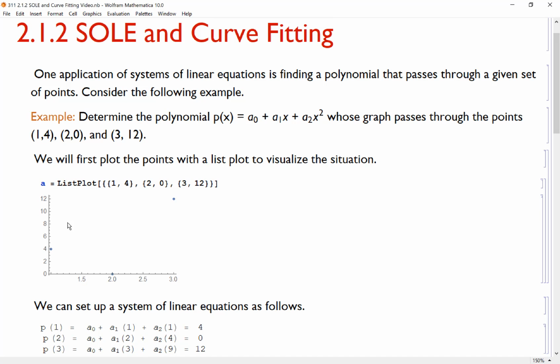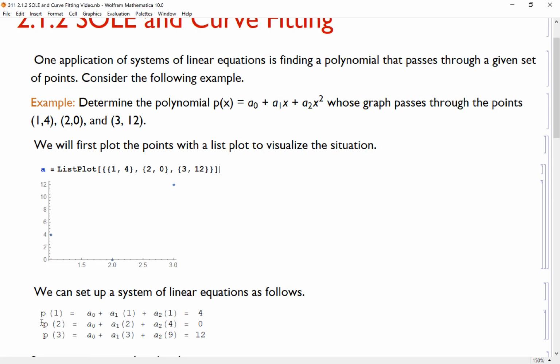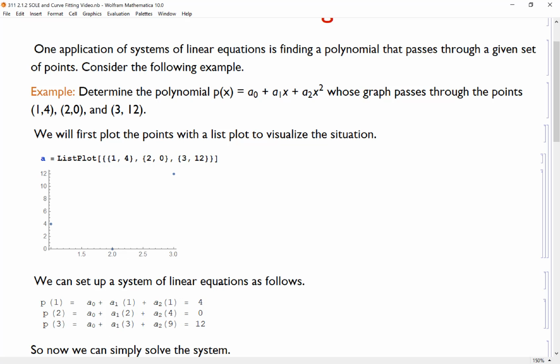And so to figure out what quadratic function passes through these 3 points, I can set up a system of linear equations just like this. I know that if x is 1, my output's 4. So if I say p of 1, I know that's going to be a sub 0 plus 1 times a sub 1 plus 1 squared times a sub 2, and that's going to equal 4. When I plug in 2 for x, I end up with 0. I have a0 plus 2a1 plus 4a2 equals 0. And similarly, when x is 3, we end up with a sub 0 plus 3a1 plus 9a2 equals 12.